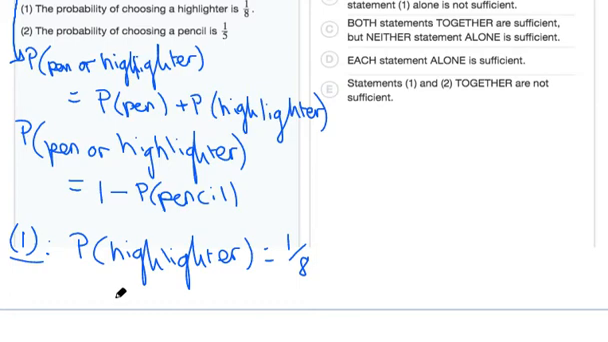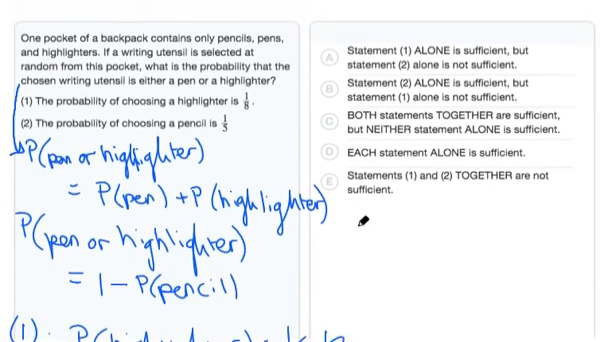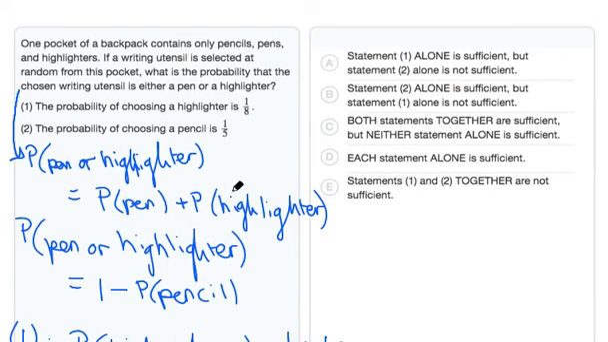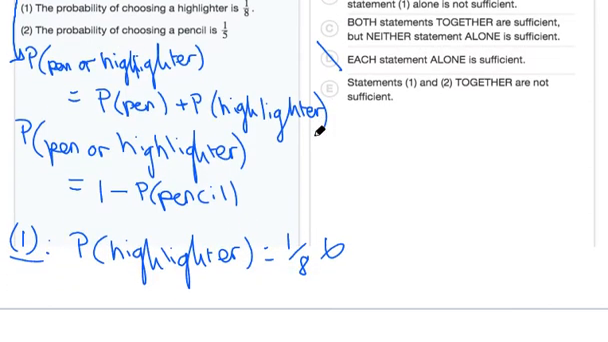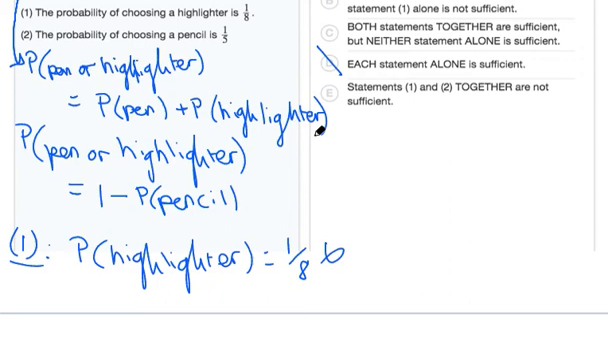So with only one of these probabilities, it's actually not enough information for us to find the probability we're looking for. So if we scroll back up, statement 1 alone is not sufficient, and we can eliminate answer choice A and D. Now moving on, we have to consider statement 2. So I'm going to slide back down and we can consider statement 2 down here.